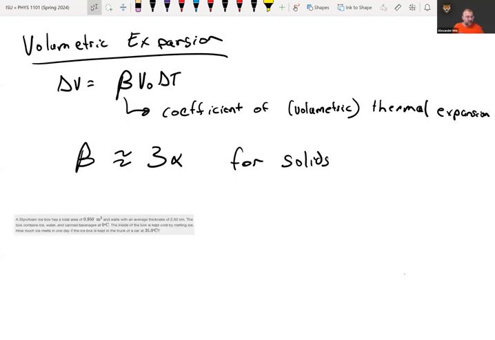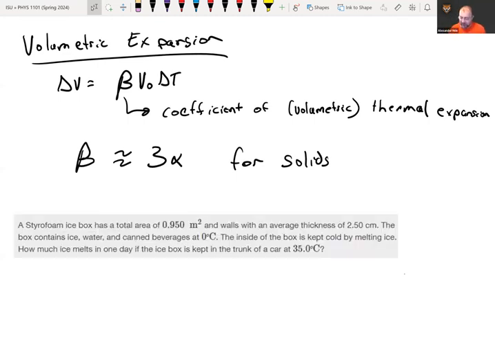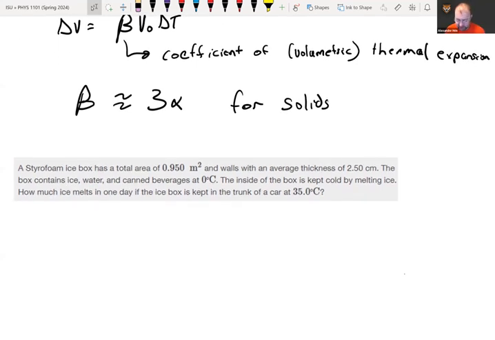Now this one says a styrofoam box has a total area of 0.95 meters squared with walls of average thickness 2.5 centimeters. The box contains ice, water, and canned beverages. The inside of the box is kept cold by melting the ice. How much ice melts in one day if the ice box is kept in the trunk of a car at 35 degrees Celsius? I'm not going to worry about this part. This has to do with latent heat.